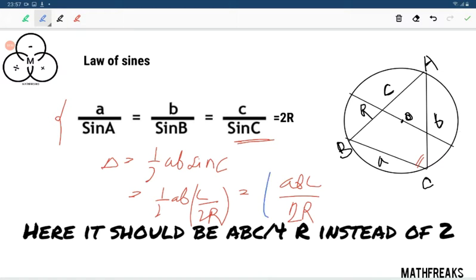This you can note as one important thing. So these are the important relations: a by sine A, b by sine B, c by sine C equals twice of R, that is the diameter. This much length, and O is the circumcenter.